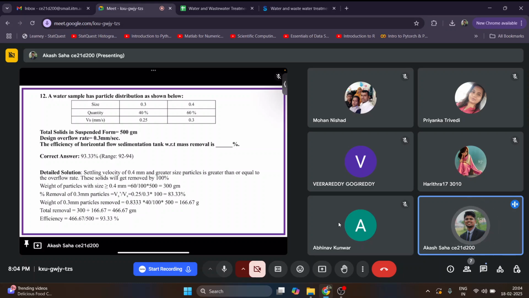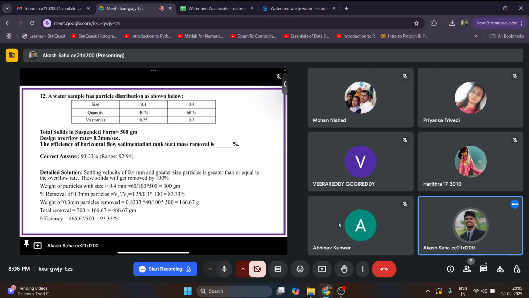Fine. And if we find out how much is the 0.3 mm particle size, that is 40%. So 40% of 500 grams into 83% will be equal to 166.67 grams. Okay. So out of the leftover 200 grams, which was of 0.3 mm size, 166.67 grams will get removed. So total removal will be 300 plus 166.67, that is 466.67 grams. So final efficiency will be 466.67 divided by 500. So that is 93.33 percent.